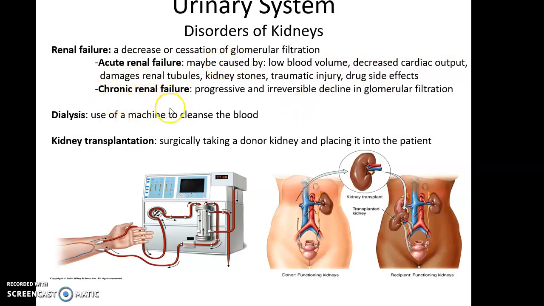Chronic renal failure, on the other hand, is progressive and irreversible. Over time, more and more nephrons are losing the ability to produce filtrate and so no longer function. Eventually, it'll get severe enough that the person will need to go on dialysis. This is using a machine to cleanse the blood to return it to ideal levels. The person ends up having to go to a dialysis center, say 3-4 times a week, and spend 3-4 hours on the machine. Not an ideal setup.